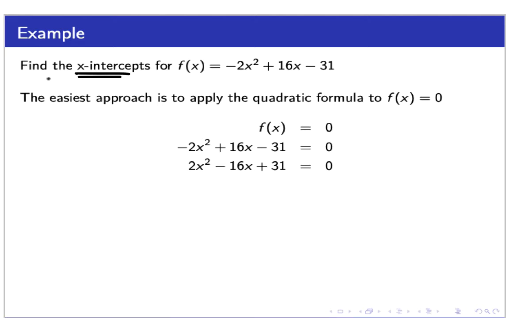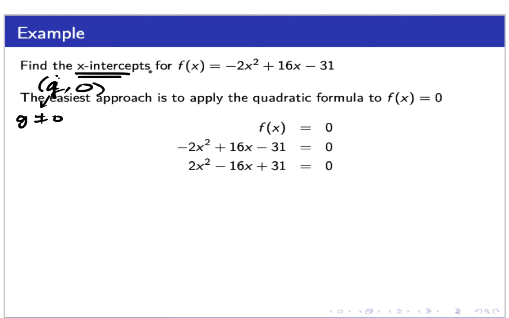Now remember, an x-intercept is a point of the form (g, 0), where g is some non-zero value for the x coordinate. If you want to find the x-intercept of this function, remember previously we actually wrote this in standard form.